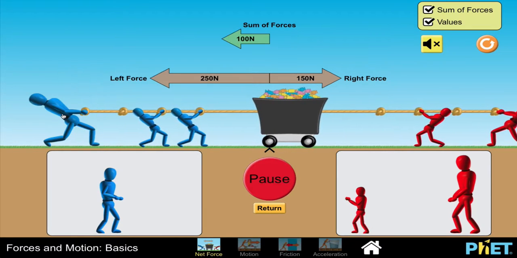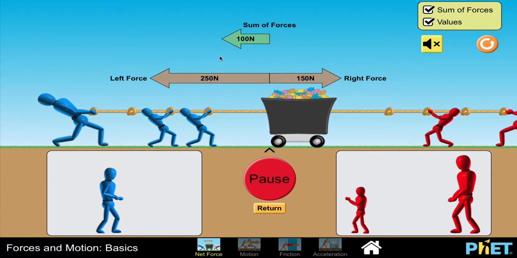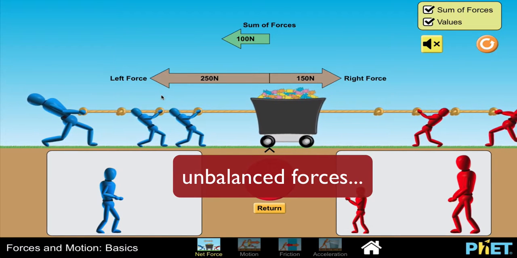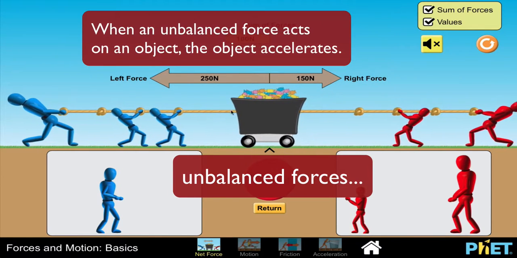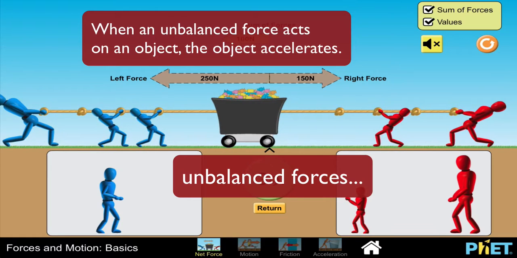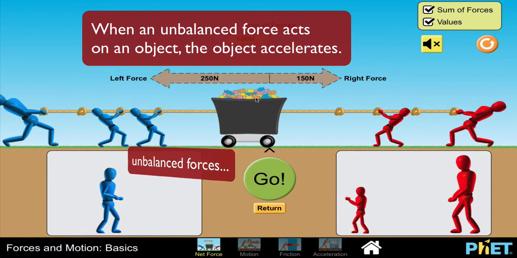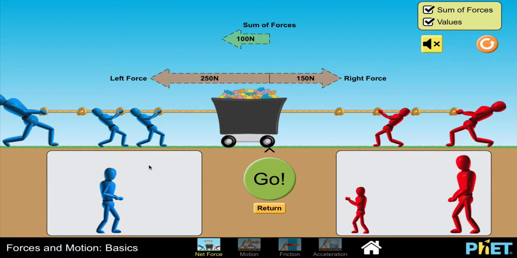So now let me add another blue here. Now you're noticing that the sum force is 100 newtons to the left. This is an unbalanced force, so you're seeing the object move. Anytime we have an unbalanced force, I'm going to pause this, anytime that we have an unbalanced force, you're going to have an object being moved. Okay? So when you have balanced forces, objects don't move because the sum of them is 0. So that's an example of balanced forces and unbalanced forces, or subtracting forces.